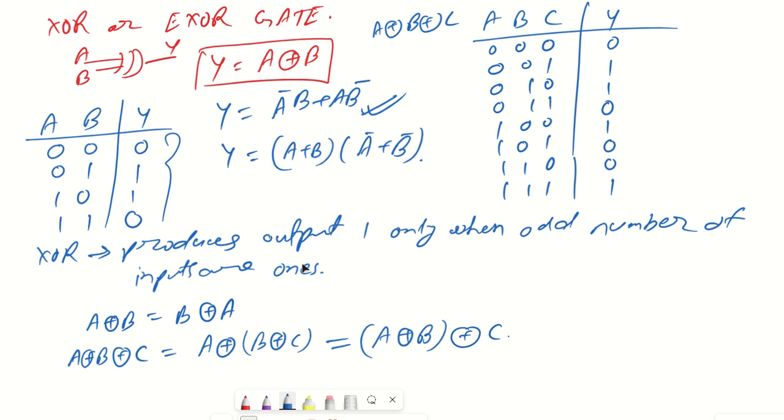If you do not remember this, for two variables you find out the result and then do the XOR operation with the third one. So it means wherever the inputs are equal, it will be 0. Wherever they are opposite, it will be 1. Okay.